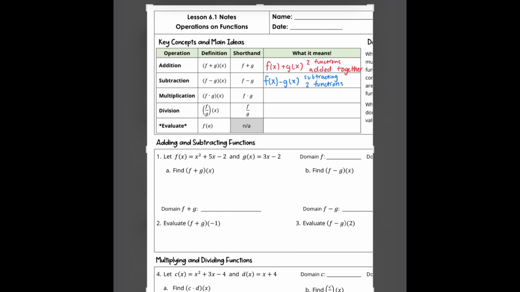And then multiplying two functions, when you multiply two functions together, so if they are larger functions, like one's a trinomial, one's a binomial, you might want to use the area model or the box method to do that. And then we have division, where you're dividing two functions. And just like with subtraction, be careful about order because the order matters.